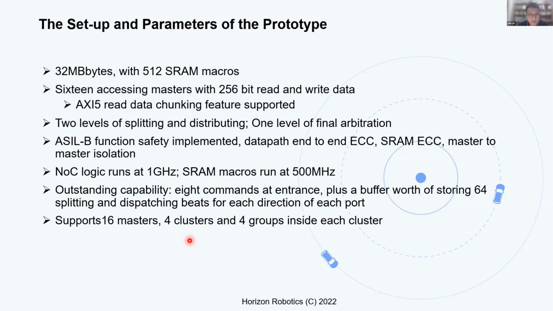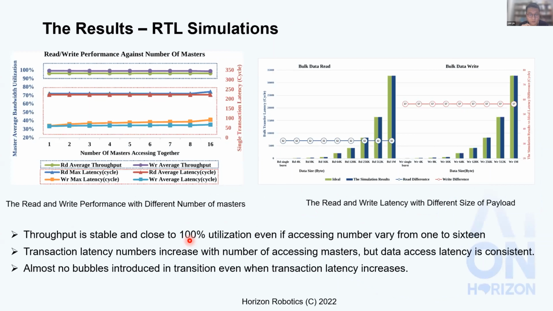So each master has two directions, read and write, and the storage for the bits and the command is for each master and each direction. So to sum up, the prototype supports 60 masters, and it has 4 clusters as shown in the previous example, and 4 SRAM groups inside each cluster. So it's a 4x4 topology.